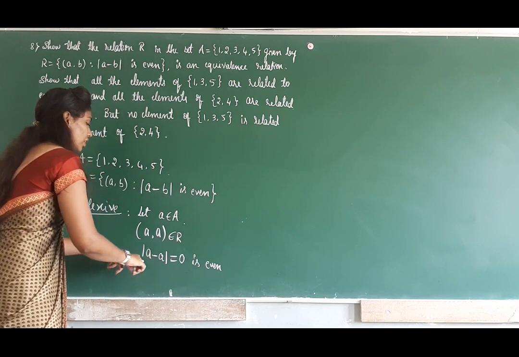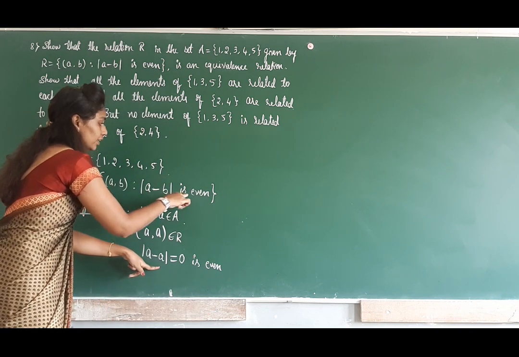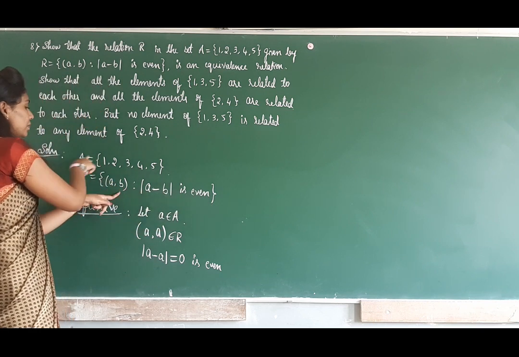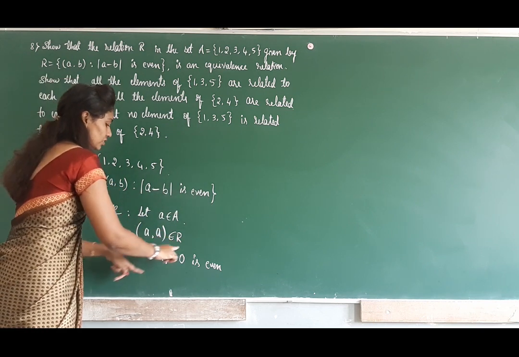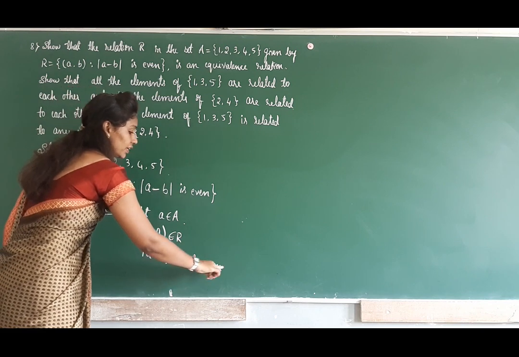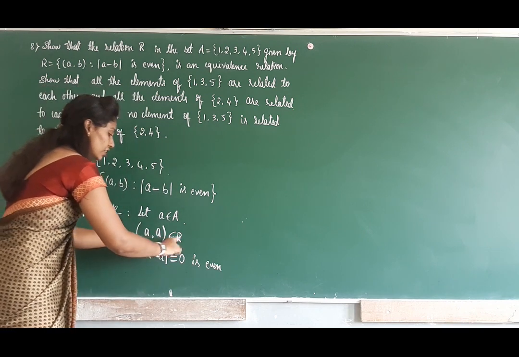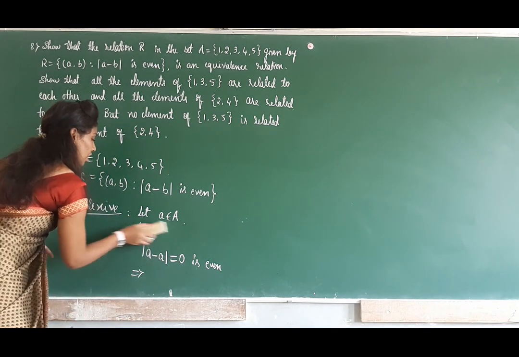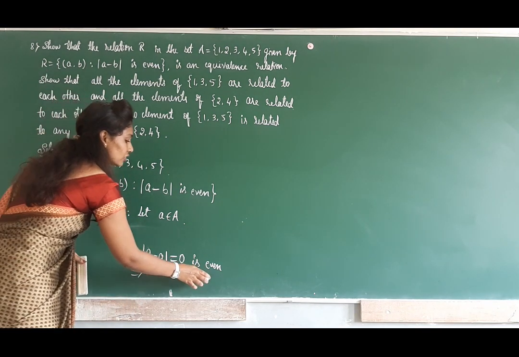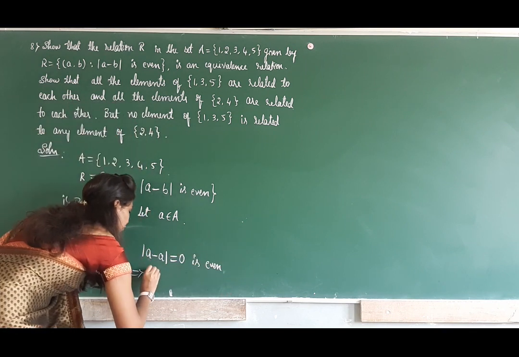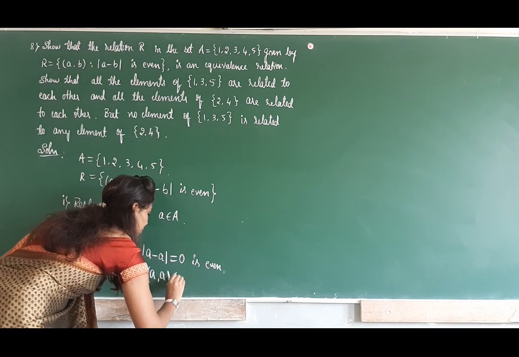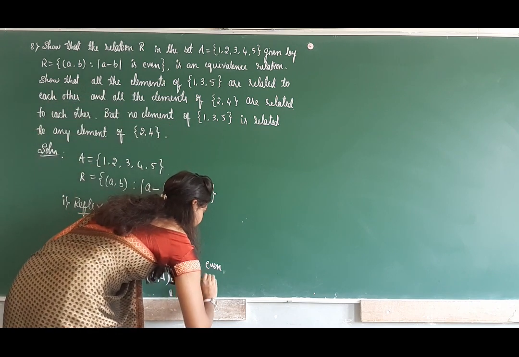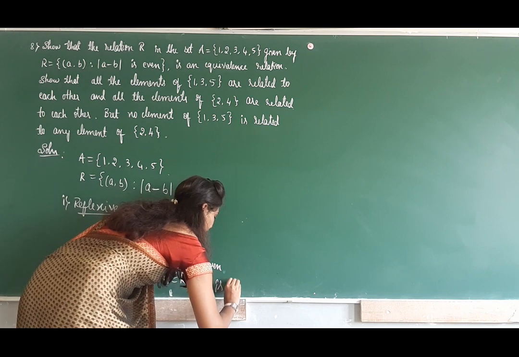So the modulus of a minus a, which is equal to 0, is even. Therefore the ordered pair (a, a) belongs to R, which means R is reflexive.